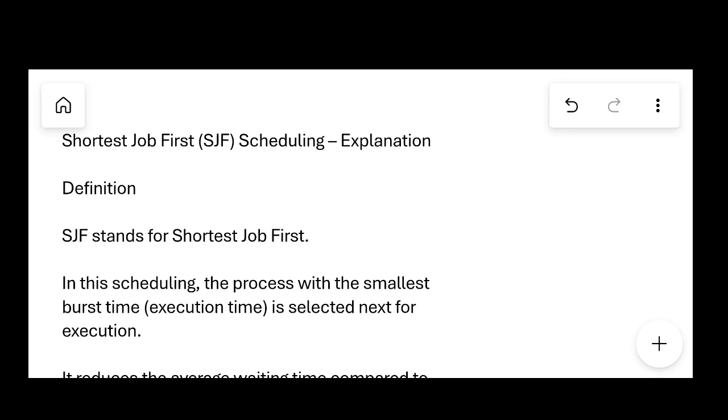So it is very simple. In this scheduling, the process which has the smallest burst time, or in other words, the shortest execution time, is selected for execution first. That's why it is called shortest job first. This algorithm is better than FCFS because it helps in reducing the average waiting time.